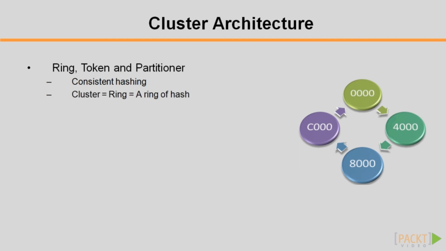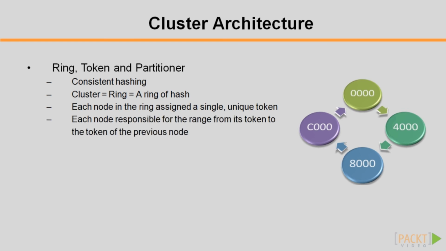A cluster can be viewed as a ring of hash, because each node in the cluster or the ring is assigned a single unique token, such that each node is responsible for the data in the range from its assigned token to that of the previous node. For example, in the diagram, a cluster contains 4 nodes with unique tokens. Before version 1.2, tokens are calculated and assigned manually, and from version 1.2, tokens can be generated automatically.